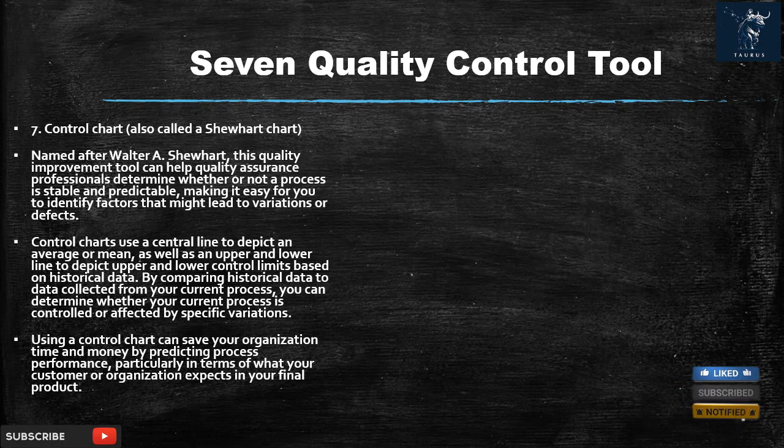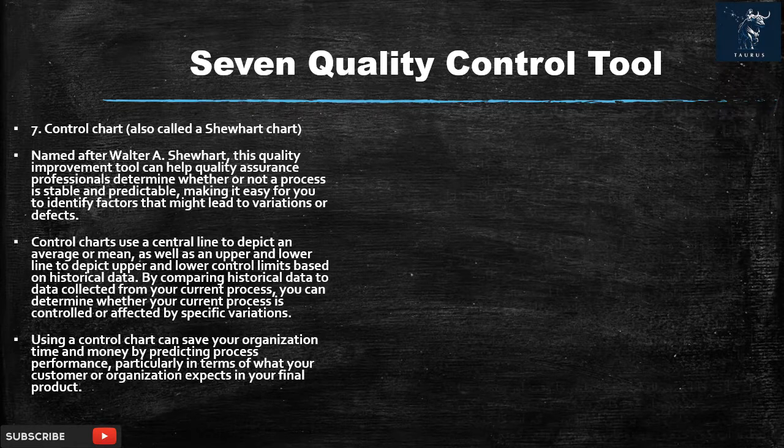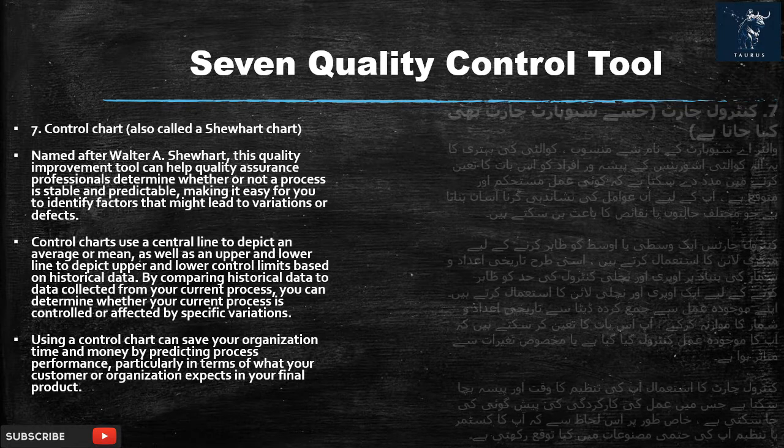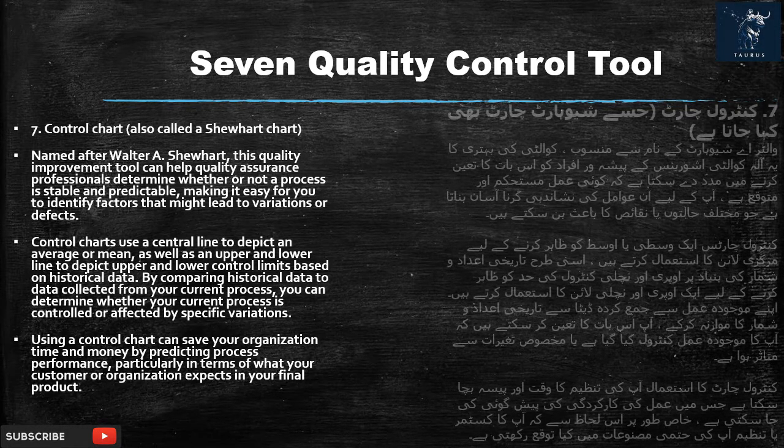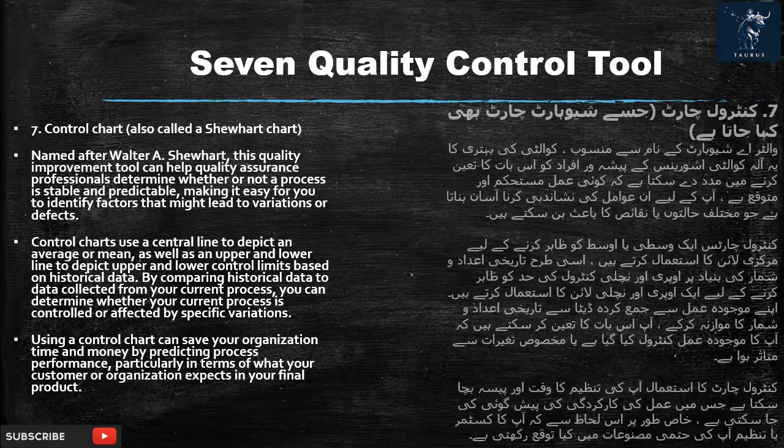By comparing historical data to data collected from your current process, you can determine whether your current process is controlled or affected by specific variations. Using a control chart can save your organization time and money by predicting process performance, particularly in terms of what your customer or organization expects in your final product.